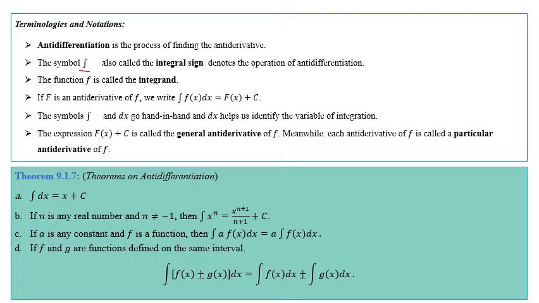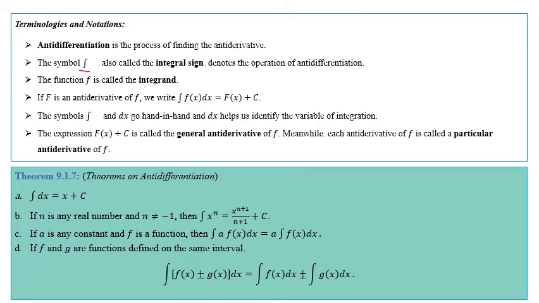Kasi dito sa integration or antidifferentiation, pag mag-discuss na tayo further sa Calculus 2, ito na yung ginagamit natin na sign. Hindi na tayo gagamit ng function value na f of x, g of x. Ang tawag dito is the integral sign. It denotes the operation of antidifferentiation. The function f is called the integral. So, yung function f na nakalagay dito right after the integral sign, ang tawag doon is yung integral.